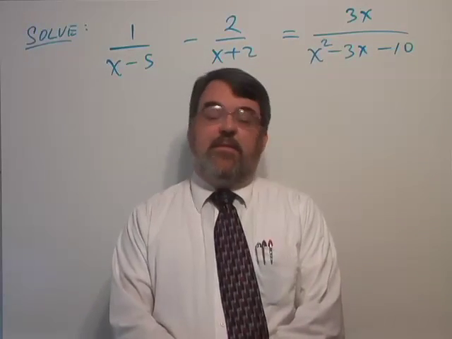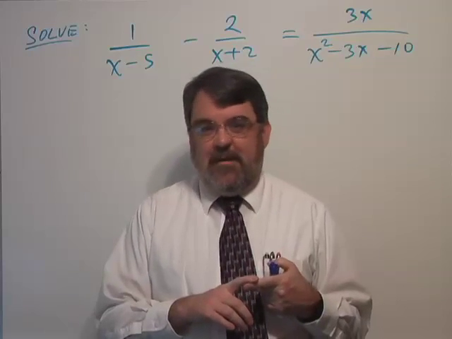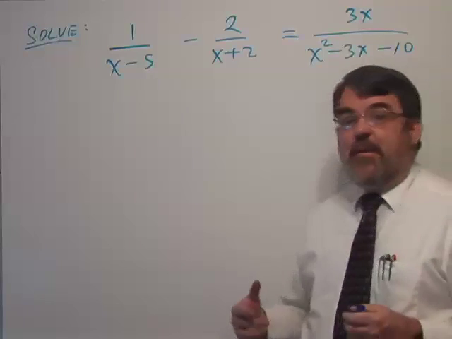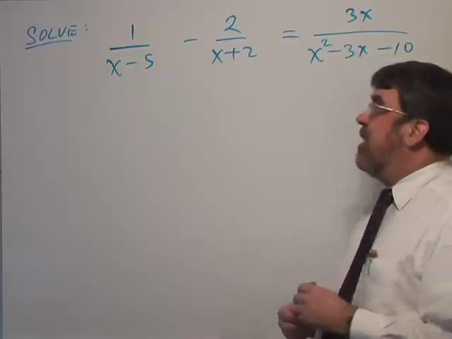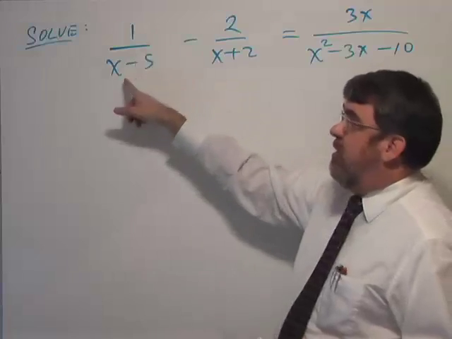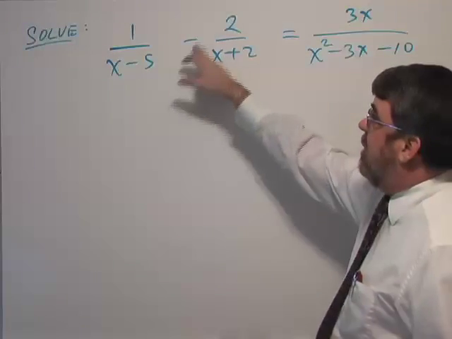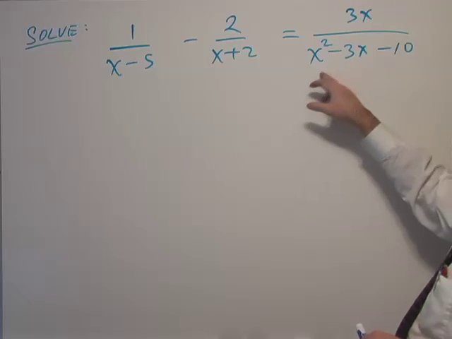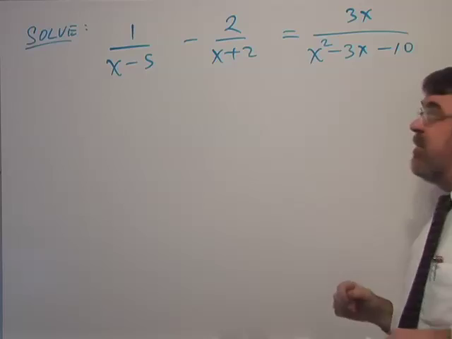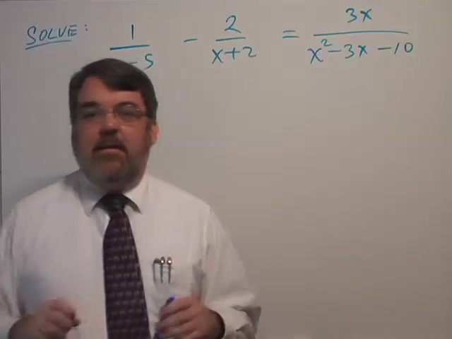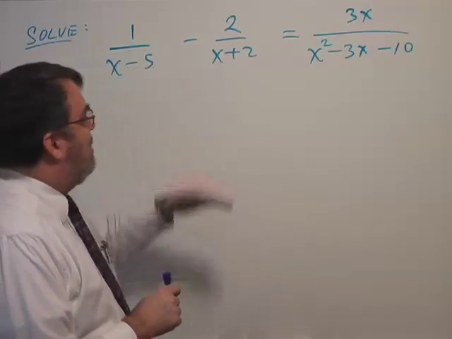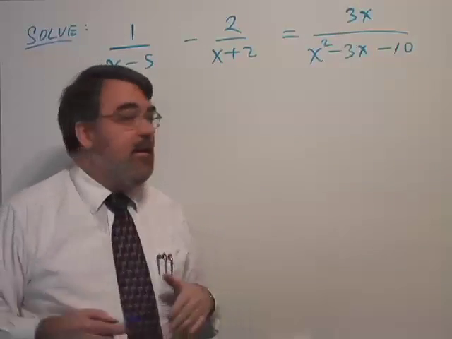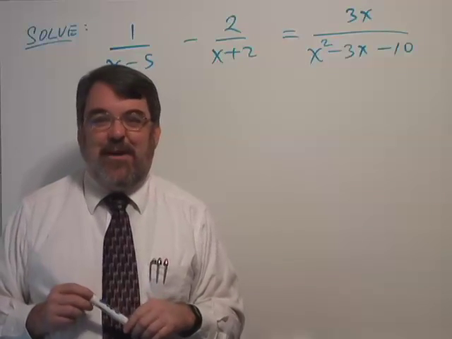Well, let's look at this problem. It's not truly a linear equation, but it is a rational equation which will ultimately turn into a linear equation. But let's read through it. 1 divided by x minus 5 minus 2 over x plus 2 equals 3x over x squared minus 3x minus 10. All right, it's not a linear equation because my x's appear in the denominator. In fact, there's even an x squared term here, which kind of added a little bonus to this problem.